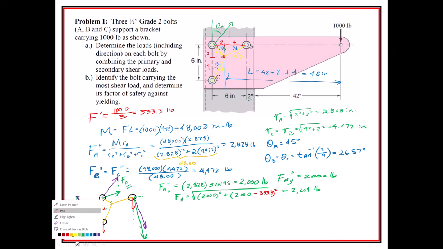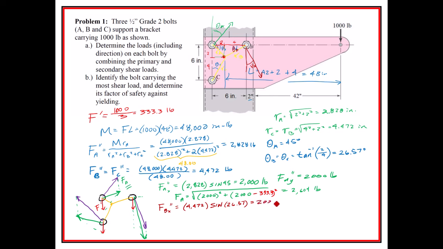Now let's continue on. Let's go to FB, alphabetical order. FBX double prime is going to be the magnitude of this, or 4,472. And then I should draw it someplace where it's much neater. Maybe I'll draw it up here. You can see that this angle right here is going to be the same as the theta B that we got up there. So in the X direction, it's going to be the sine of 26.57, and it ends up being 2,000 pounds. It's kind of convenient, or maybe it isn't convenient.